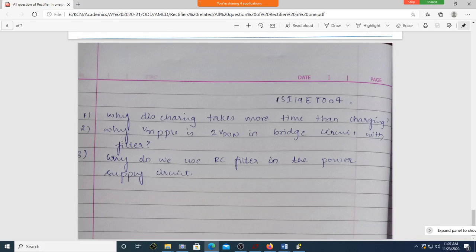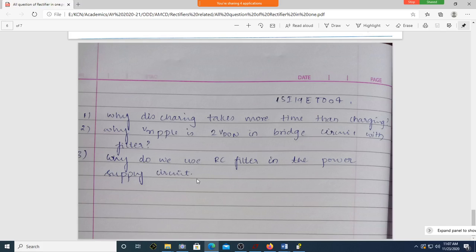Why is the ripple voltage 2 VD-on in the bridge? In the ripple expression, we have two diodes conducting simultaneously during either the positive half or the negative half cycle. That's why it is 2 VD-on. In the case of the half-wave rectifier, only one diode conducts during one half cycle, that's why it is VD-on there. Now it is 2 VD-on in the case of the bridge.